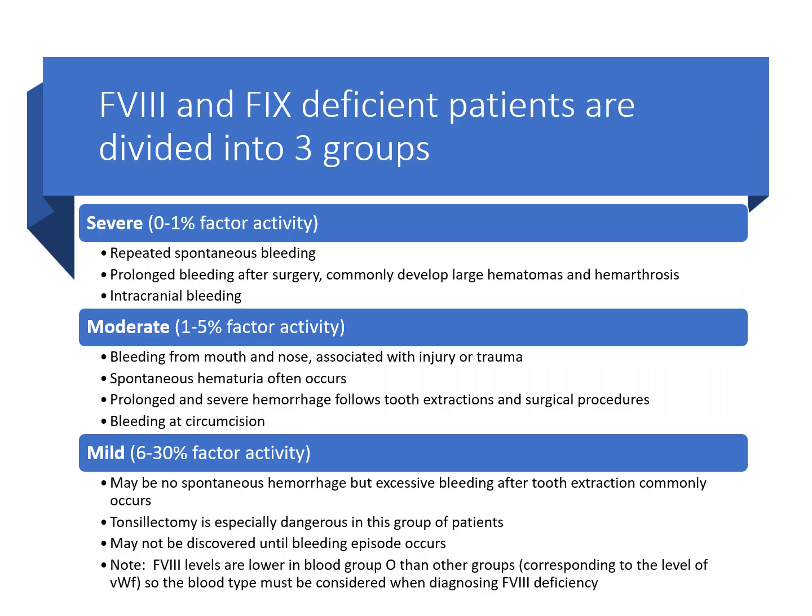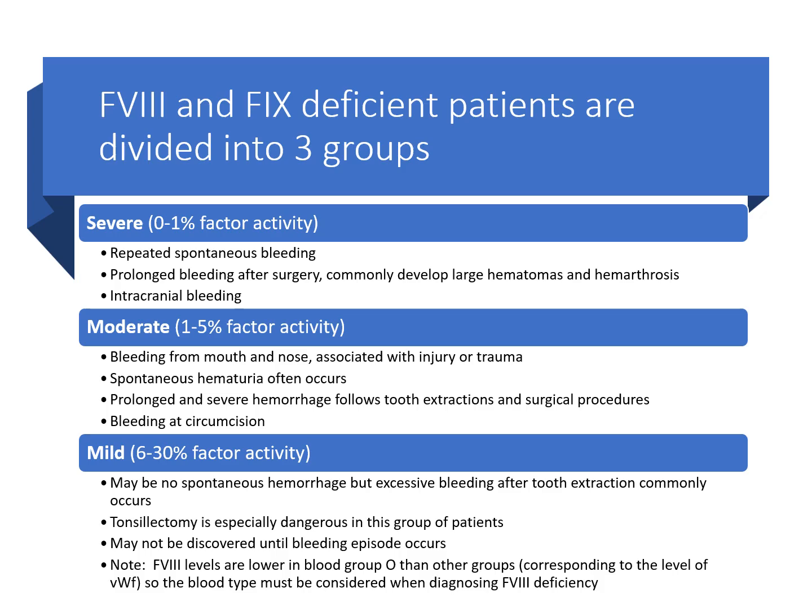Our hemophilia patients are typically divided into 3 groups, and again, that is going to include both factor VIII and factor IX deficient patients. Our first category is classified as severe, and these patients are going to be found to have 0 to 1% factor activity for either 8 or 9. They are at risk for repeated spontaneous bleeding and prolonged bleeding after surgery. They may commonly develop large hematomas and hemarthrosis, so again, that bleeding into the joints. They could also suffer from intracranial bleeding, so brain bleed.